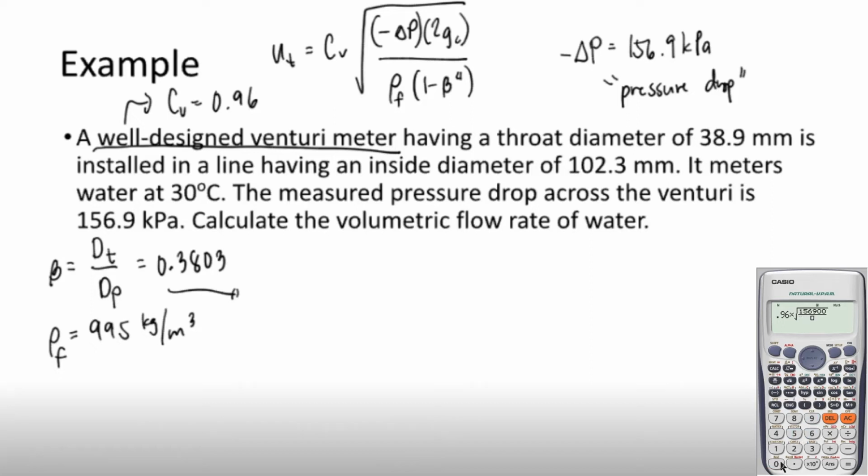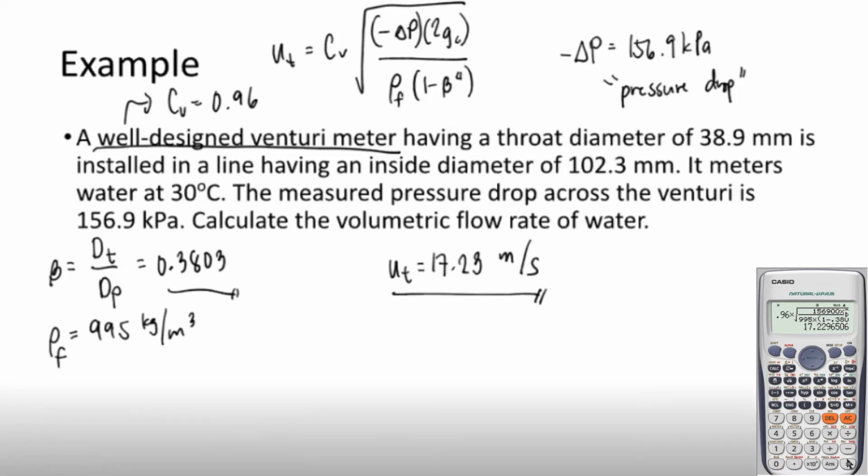156,900 pascals times 2 g_c, so that's simply times 2 for SI. The density of the fluid is 995 kilograms per cubic meter multiplied by 1 minus beta to the fourth. That would be 0.3803. If you want to be more exact, then you can simply directly substitute the value of beta, that is the ratio of 38.9 over 102.3, and this is raised to the fourth power. Our answer, the velocity at the throat, is equal to 17.23 meters per second.